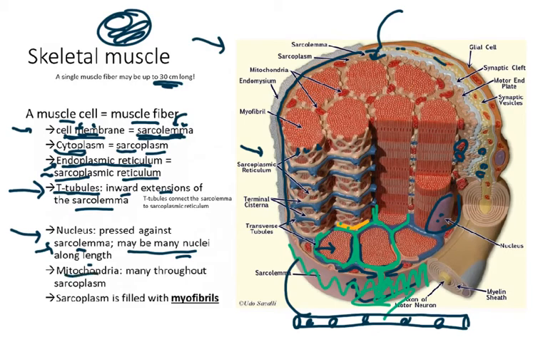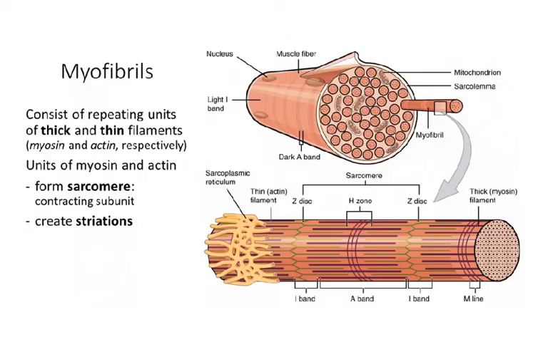Also, same for mitochondria, because this requires so much energy for muscular contraction. There's going to be a lot of mitochondria as well. But largely, the sarcoplasm, meaning that cytoplasmic space or the space inside the cell, is going to be filled with myofibrils. So let's turn our attention to those and see what these actually look like.